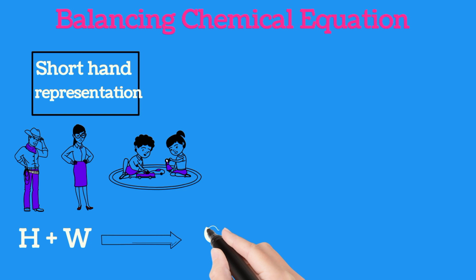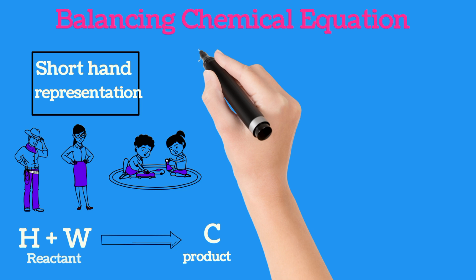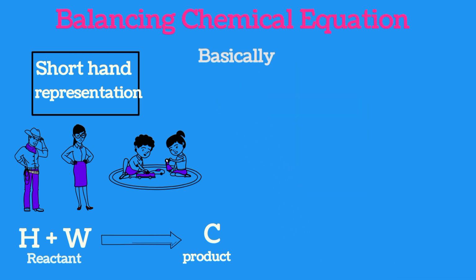Because the husband and the wife combine, we call them reactants. And because the children are produced or being formed, we call them the product of the marriage. So this is what a chemical equation is, a shorthand way of representing a chemical reaction.